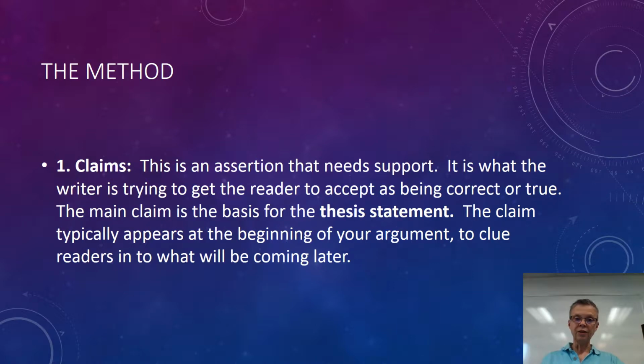Claims. This is the assertion or your point of view that needs support. It is what the writer is trying to get the reader to accept as being correct or true. The main claim is the basis for your thesis statement. This is your position on the issue. It typically appears at the beginning of your argument to clue readers into what will be coming their way later on.